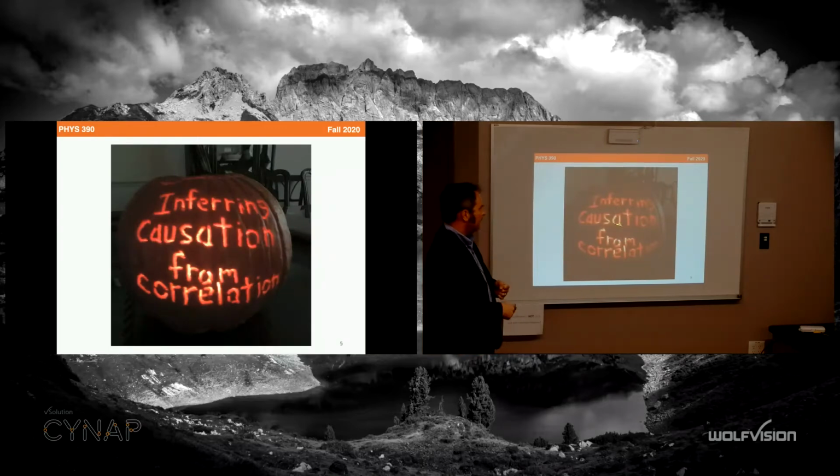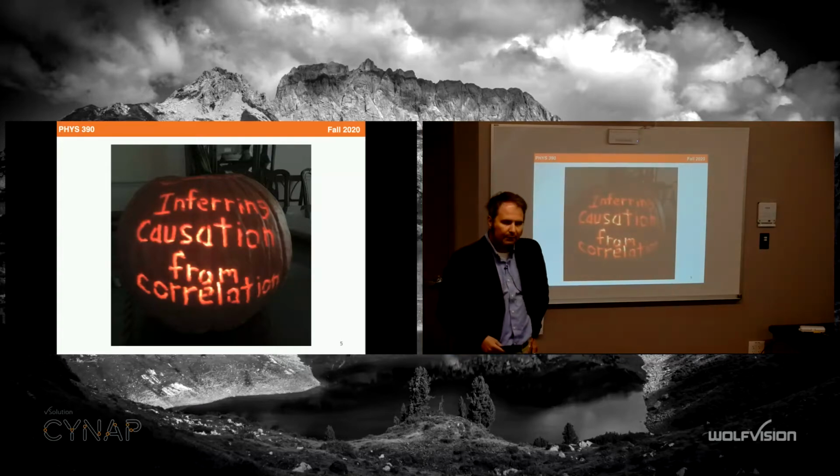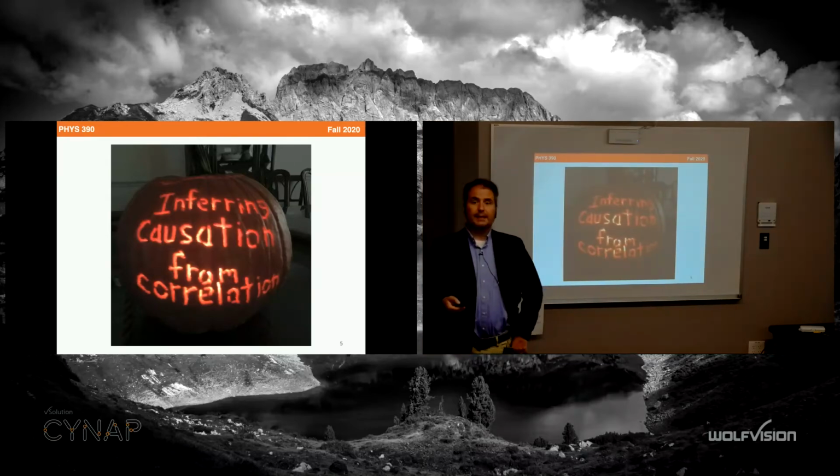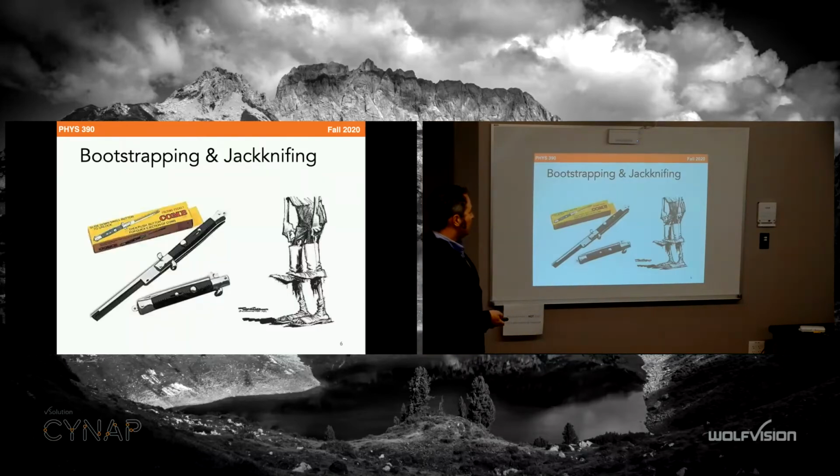We talked about inferring causation from correlation. Ooh, it's Halloween. So no, we should never do that. But we do want to know how we infer model values from our data. How do I get there? We can use bootstrapping and jackknifing, the two that I talked about last week. You can subsample and then try it again.